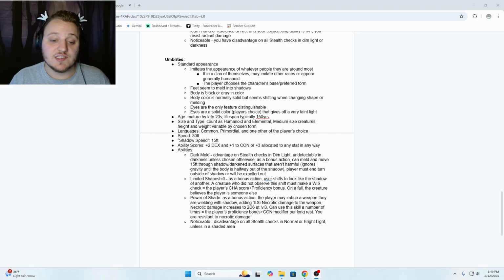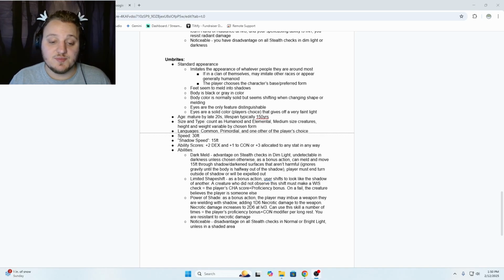Their next ability is Limited Shapeshift. As a bonus action, the user shifts to look like the shadow of another. A creature who did not observe this shift take place must make a Wisdom check with a DC equal to the player's Charisma score plus their proficiency bonus. On a fail, the creature believes the player is someone else entirely.